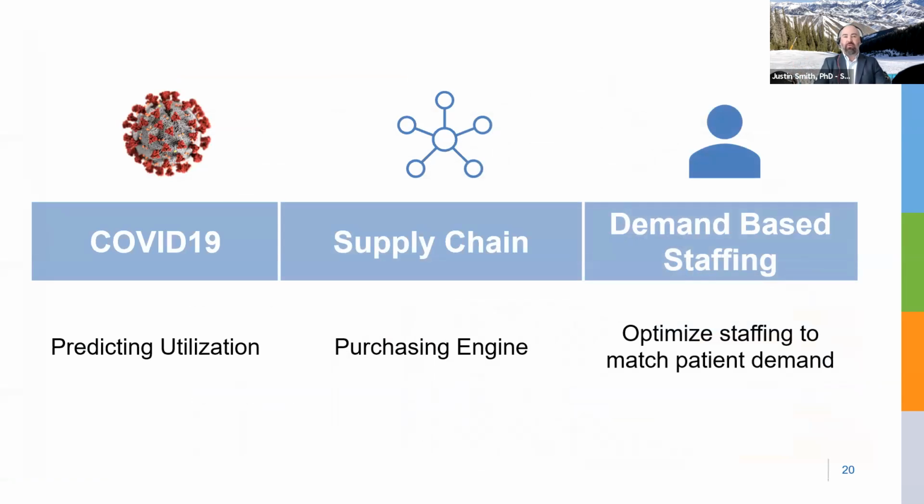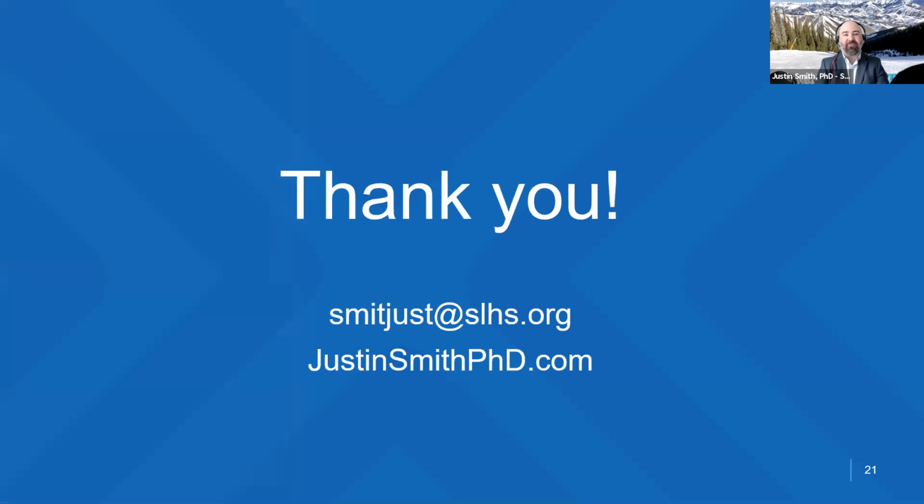All right, so those were fairly quick overviews. Happy to answer any questions here, but we talked about COVID-19 and predicting the utilization, forecasting the hospital census for the ICU and inpatients. We talked about the supply chain purchasing engine, optimizing so that we get the best bang for our buck with the least amount of transitions between products. And then finally, what we just talked about was the demand-based staffing, where we were able to optimize staffing to match our patient demand based on historical patient data and forecast into the future.